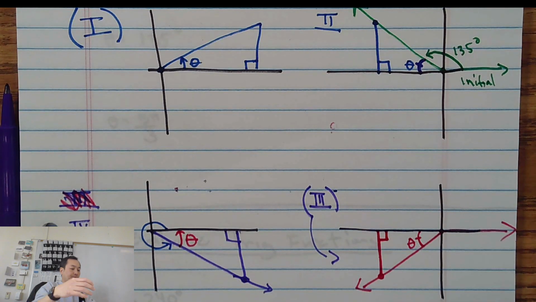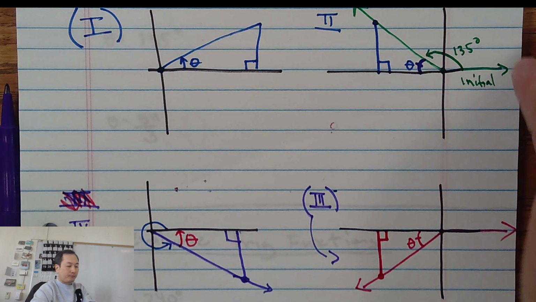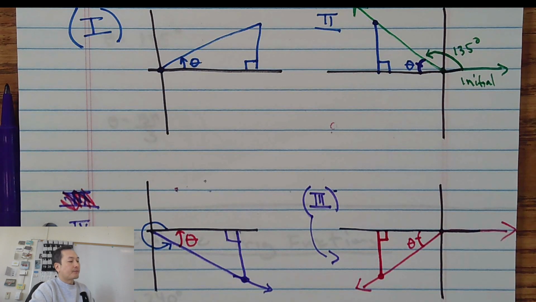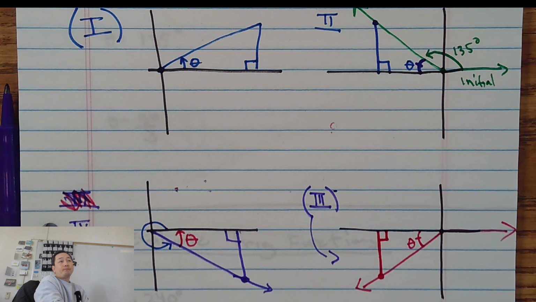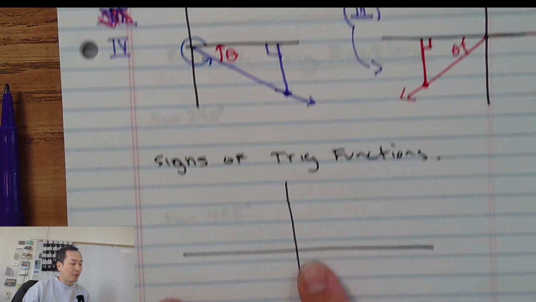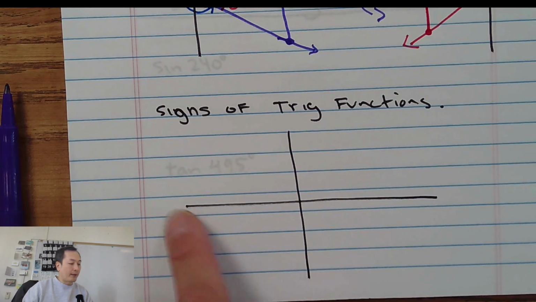So, the next thing I have to do, since we have all of these reference triangles or reference angles, and we're on a coordinate plane, my x's and my y's in particular become positive or negative, depending on what quadrant I'm in. So for example, let's just take this coordinate plane.